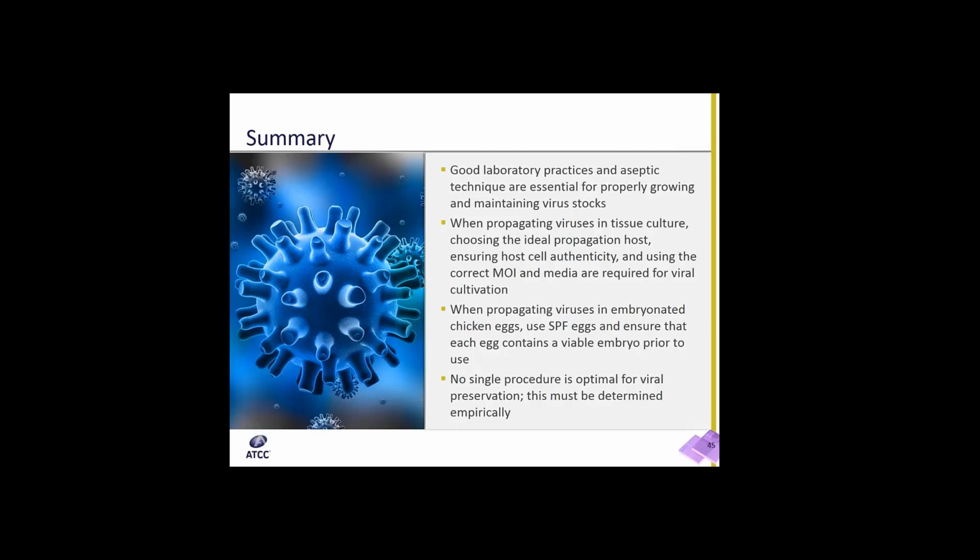When propagating the viruses in tissue culture or cell culture, choose the ideal propagation host. Ensure the host cell is authentic. Use the correct MOI and media that are required for virus cultivation. When you're propagating viruses in embryonated chicken eggs, use SPF eggs, that is specific pathogen-free eggs, and ensure that each egg contains a viable embryo and is healthy prior to inoculating with virus.